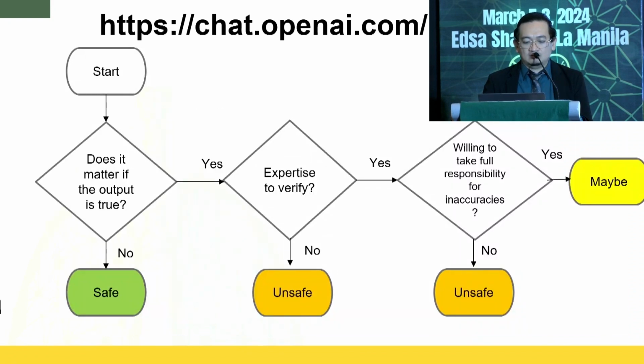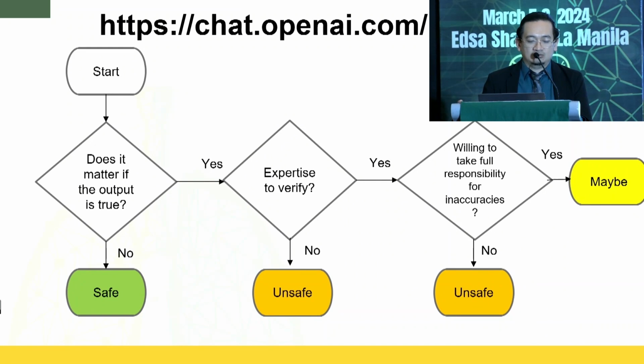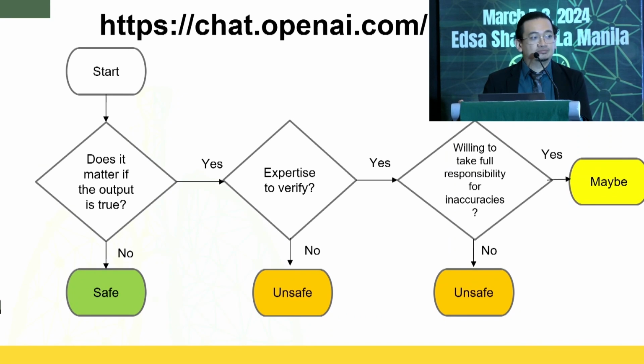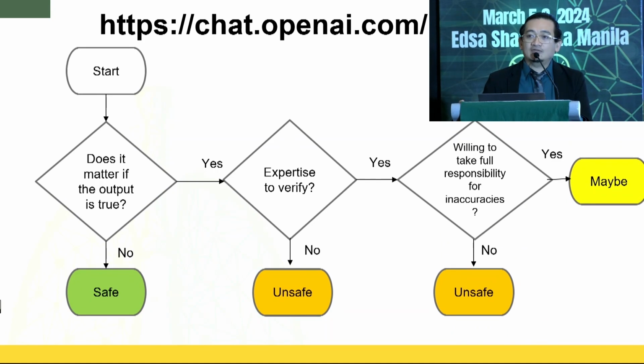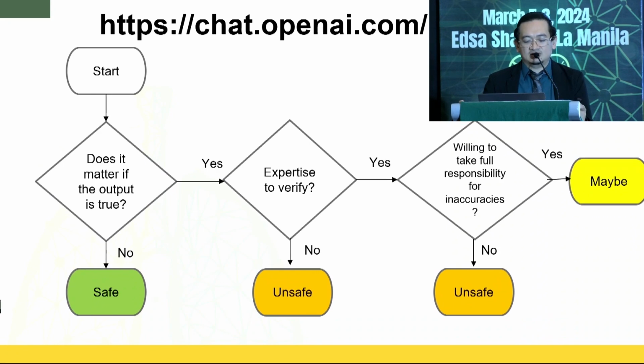Because with ChatGPT, here is an algorithm that can help you decide. For the first question, does it matter if the output is true? If it matters, you have to check, you have to verify the information, and you have to answer the question, are you willing to take full responsibility for inaccuracies? If the answer is yes to all of it, maybe you can use ChatGPT.